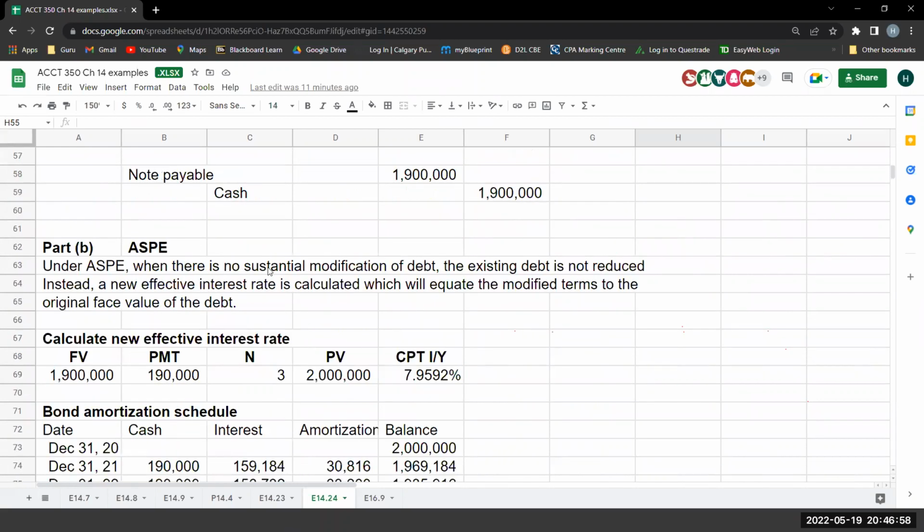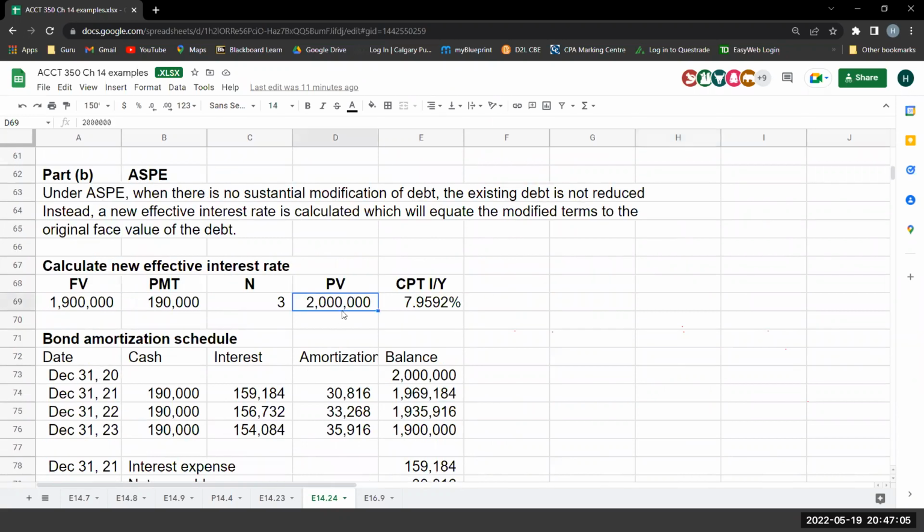What you do there, because there's no substantial modification of debt, is you say, well, right now on our books, the loan is sitting at $2 million. The bank has agreed to reduce the carrying amount, so reduce the face value rather of the loan, to 1.9 mil. The bank has agreed to reduce the interest rate to 10%. So every year we're only going to pay $190,000. We're going to pay for three more years. Well, what is the discount rate that will make this work? So calculate I by Y, right? Calculate a new effective rate.